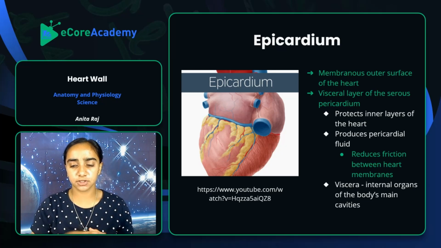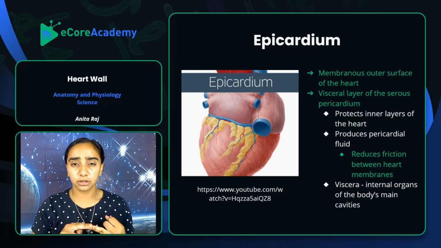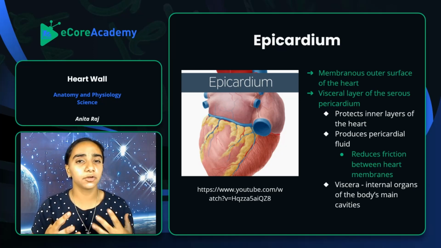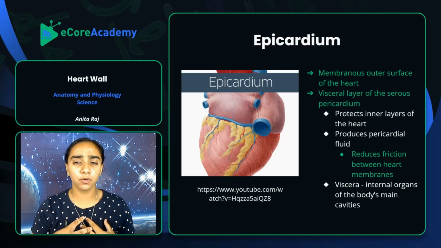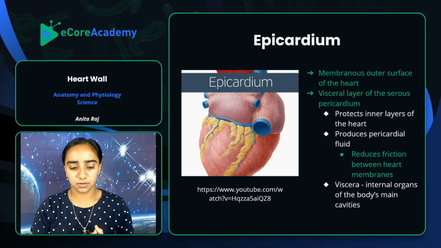On the screen, I've also written viscera at the bottom. I've gone over this before, but it's the internal organs of the body's main cavities. One of your main cavities is your chest cavity. Viscera would include your heart, your lungs, your trachea, your esophagus, and other internal organs that are part of your chest cavity. So that's what viscera means. If you hear me saying viscera, that is what I mean.